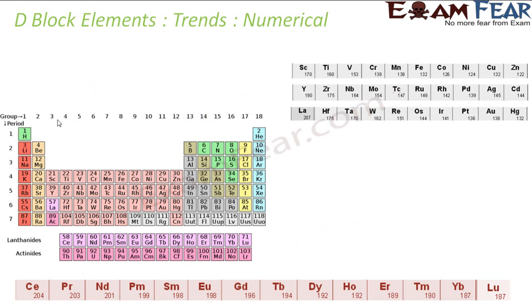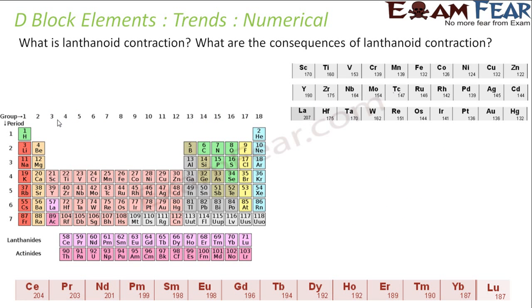The next question is, what is lanthanide contraction? What are the consequences of lanthanide contraction? So we know that due to poor shielding effect by 4f electrons, 4f orbitals, greater than expected decrease in the ionic radius of the elements in the lanthanide series takes place from 57 to 71. These lanthanides, there is a great decrease in the atomic size, 204, 3, 1, 199.